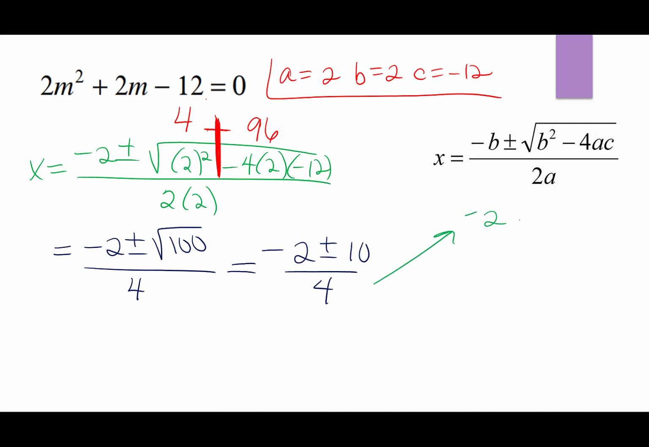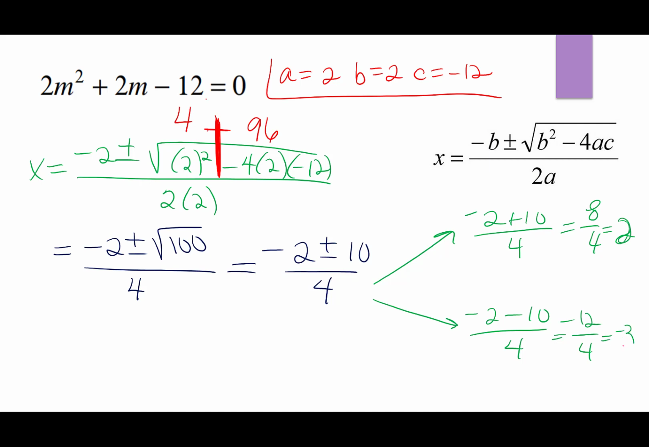You have negative 2 plus the square root of 100 over 4, and then negative 2 minus 10 over 4. This one simplifies to 8 over 4, which is 2, and this is negative 12 over 4, which is negative 3. And so your two answers in any order are 2, negative 3.